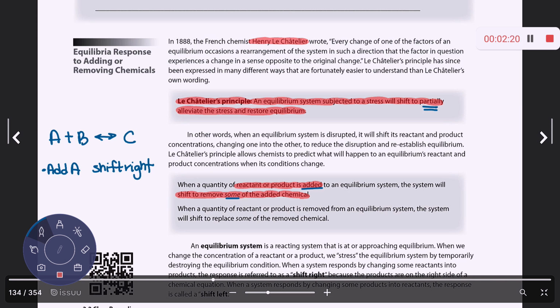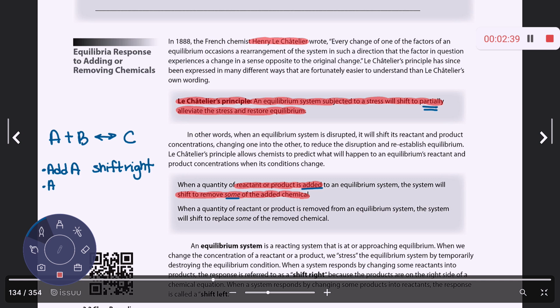Okay, so adding A causes me to shift right, and when I shift right, I will consume reactant and produce product. Now here's the caveat. Even though you are consuming B and A, and C is going up, I will never consume all of the A that I added. Does that make sense? So overall, A still is higher than it was originally.